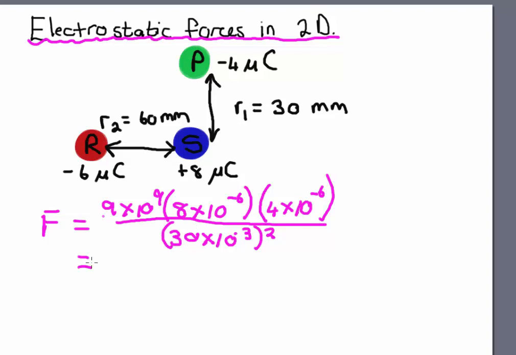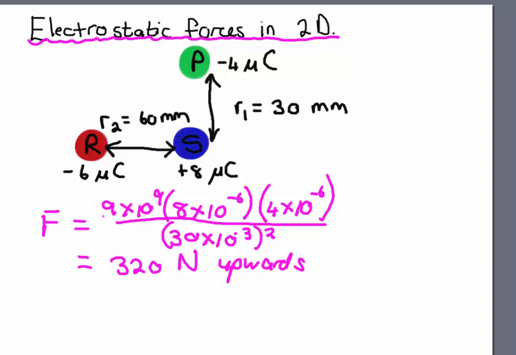So if we go and we calculate this answer, we'll see that the value of the force between P and S is going to give us 320 Newton. And remember, because P is negative and S is positive, we know that the force that S experiences will be an attractive force, and therefore this is going to be upwards.